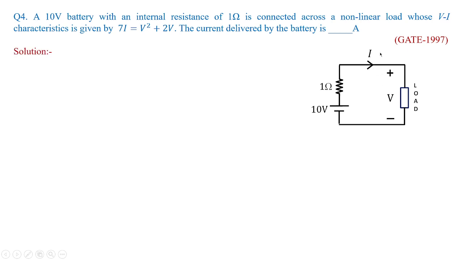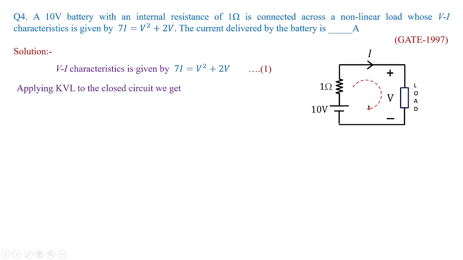So for that, let us take the VI characteristics from the given problem. It is given as 7I equal to V square plus 2V. Let us frame this equation as 1. Okay. Now, once you apply KVL to this closed loop, we are going to get minus 10 plus 1 into I plus V equal to 0. Isn't that simple? From this, I'll get the equation in terms of I and V as I equal to 10 minus V. So these two equations we can frame from the given data.